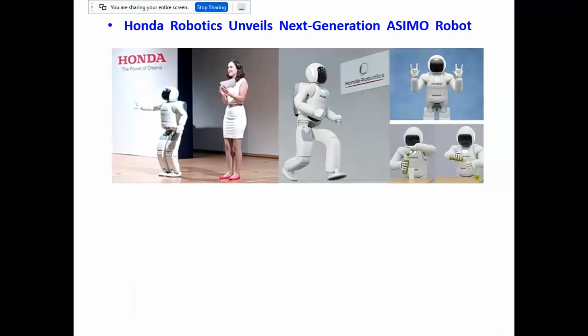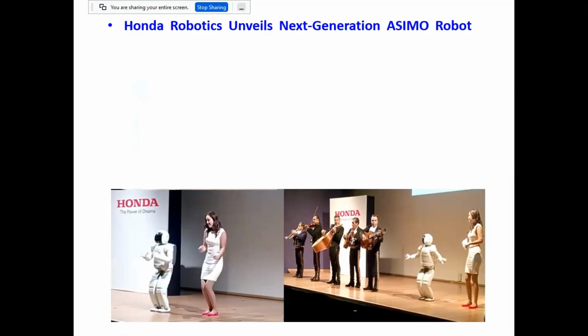Again, the height of this robot is 130 centimeters, weight is 40 kg, with 57 degrees of freedom. Running speed is 9 kilometers per hour. This is entertaining at the Honda expo. You'll see how the robot is listening to the music and dancing.